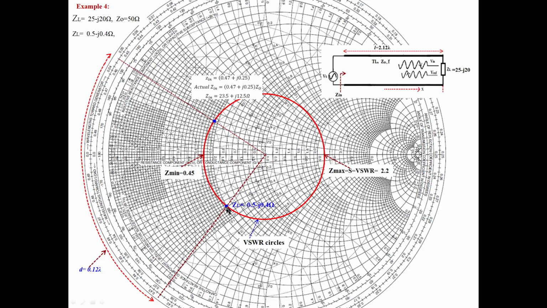Okay, 2 lambda completed, but what next? 0.12 lambda is left. After completing four rotations we covered 2 lambda, but 0.12 lambda is left to complete 2.12 lambda. So from here we move a further 0.12 lambda. Move here like this. How much?